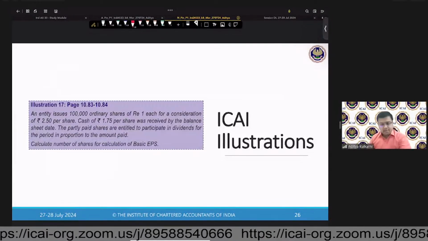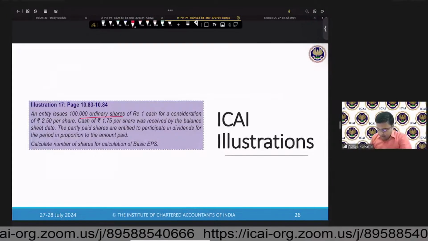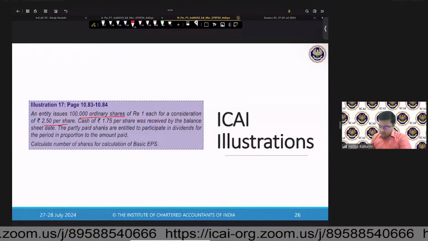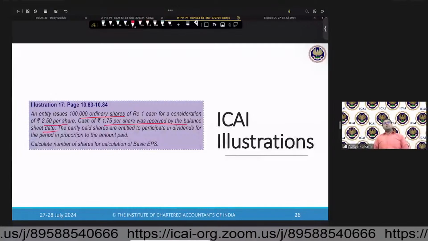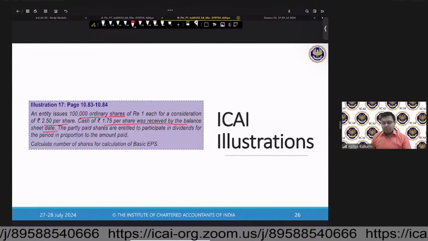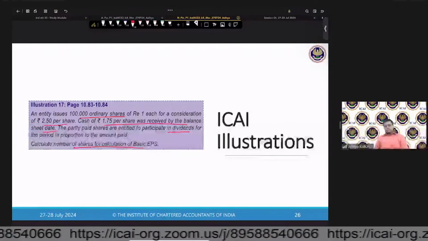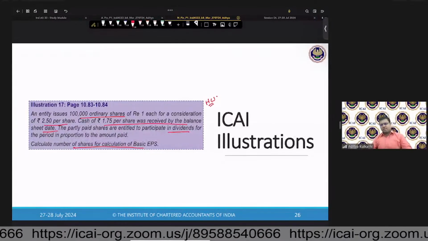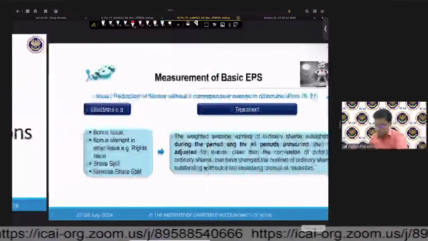You can look at illustration 17, which is there in your study module. Entity issues 1 lakh ordinary shares for a consideration of 2.5. Cash of 1.75 only was received. Entitled to participate proportionately to what they have paid in the dividends that are issued. So calculate the number of shares for the purpose of basic EPS. I want you to do this as homework. We have done ample questions, 2-3 questions we did. So I think you should be in a position to do this also.